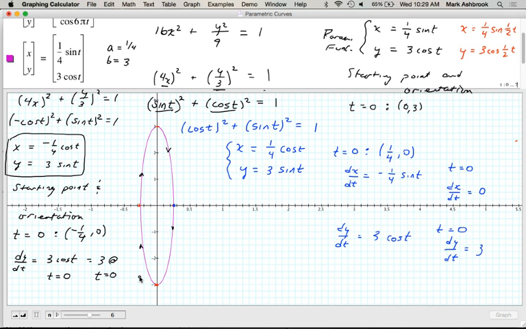So at this starting point over here, we're at negative 1/4, 0. If y is positive, clockwise or counterclockwise? Over here, going up on the left side of the ellipse means a clockwise orientation, right? So we got the same result for this part of it. dy/dt is 3, but because the starting point is on the left side, that means we're going up on the left side, and that means clockwise.